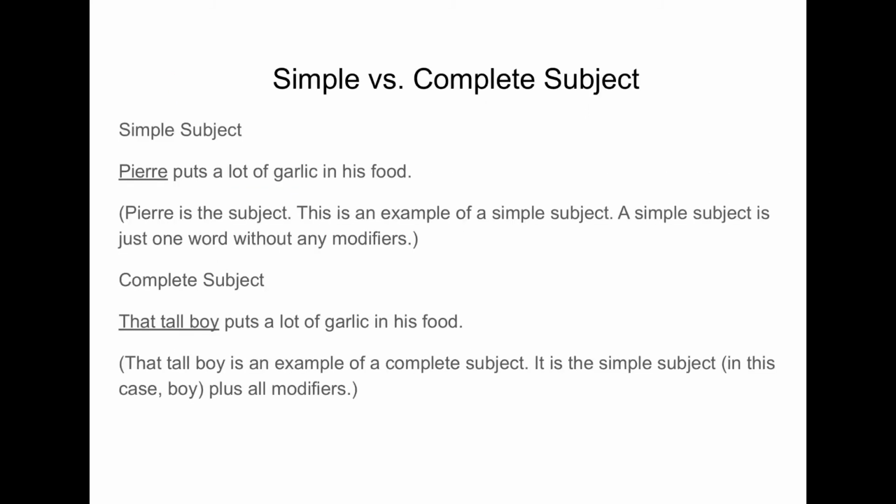There exist both simple and complete subjects. The simple subject of a sentence is a word like Pierre. Just one word without any modifiers. So in a complete subject, that tall boy, we have our simple subject, boy, and all the modifiers that it might have in front of or after it.